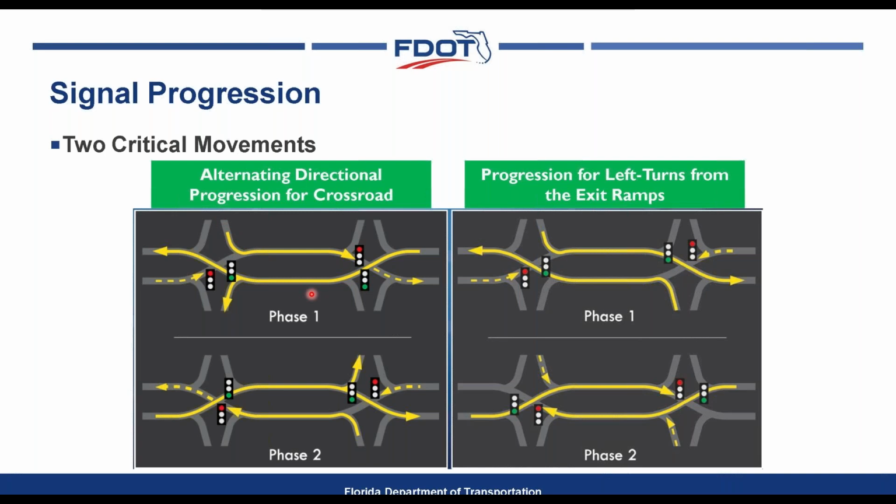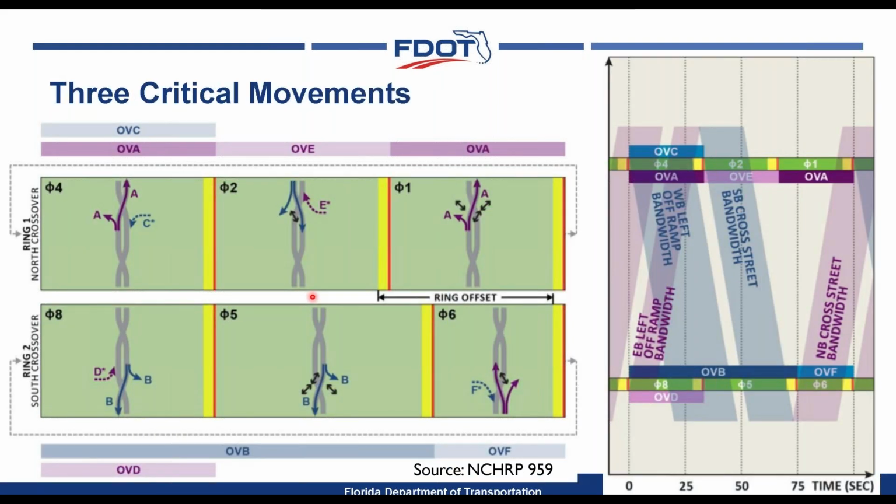If you have the case where, instead of just a couple of your volumes being high, you have multiple, so you have high through volumes in each direction and you have high left turning volumes, then you can move into the 3 critical movement strategy. So in this scheme, you can provide progression for both the cross street through movements and the off-ramp left turning movements. The 3 critical movement strategy is most applicable to DDIs with 1 or multiple dominant movements, and oftentimes it's the most flexible and efficient DDI phasing option.